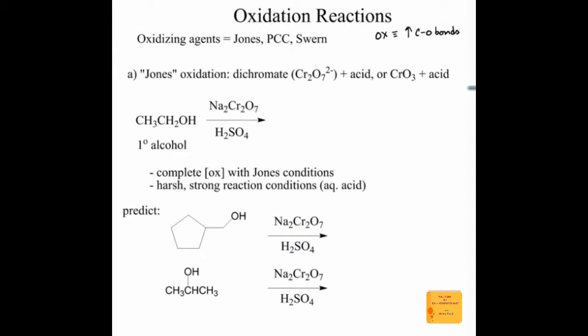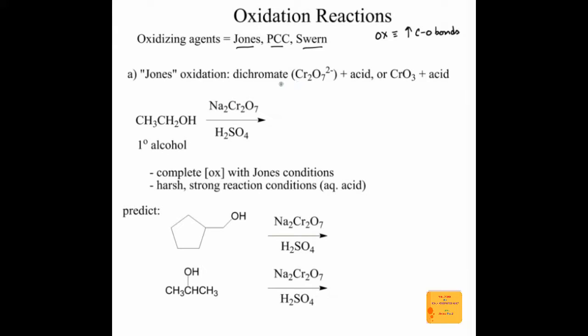And one of the most common things you're going to be seeing is going from one CO bond to two CO bonds, which would give a carbonyl. So there's going to be three different types of oxidizing agents we're going to be studying. One is described as a Jones oxidation, PCC and Swern are other oxidizing agents. And we'll start with Jones.